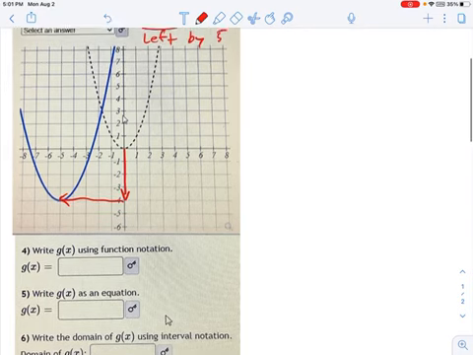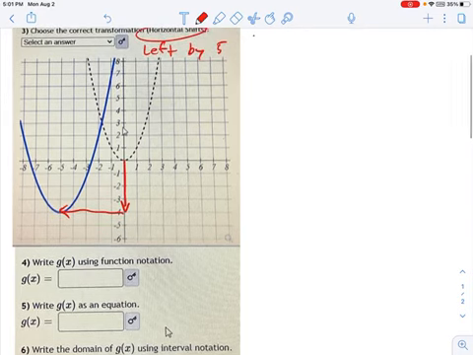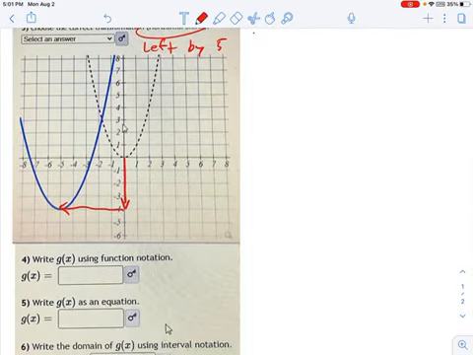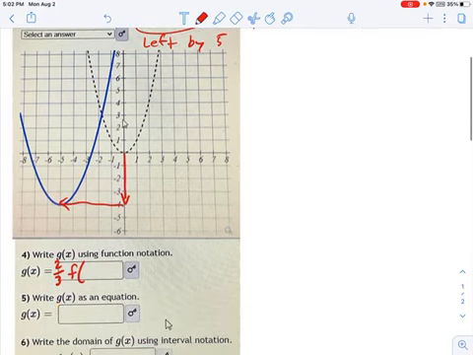Write g of x using function notation. Okay, so we're going to take those transformations that we've been talking about, and we're going to turn this into an equation. I use my vertical compression first. 2/3 times f of what? Well, it's x plus 5, because I know I have a horizontal shift 5 to the left. And I also have a shift down by 4, so it's a minus 4. Okay, that's my function notation. And now we can turn it into an equation. 2/3 (x plus 5) squared minus 4.